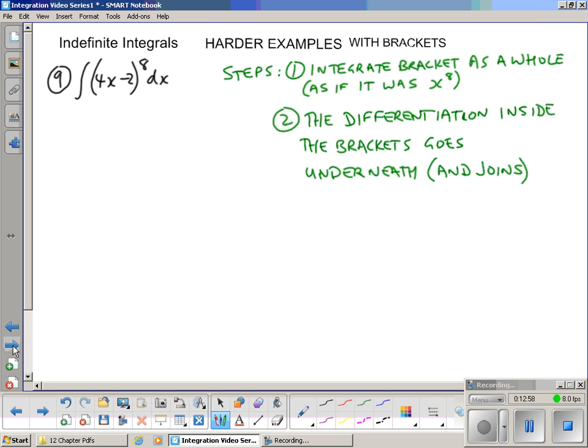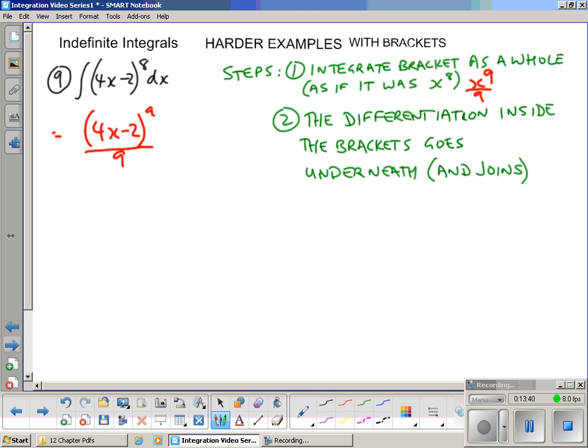So what we're going to do is a bit of a chain rule thing. It's called the function of a function rule here. And we did a similar thing with differentiation, but not exactly the same. So let's have a think about it. Our step 1 is to integrate the bracket as a whole, as if it was just x to the 8. Now if this was x to the power of 8, we would add 1 to the power and make it x to the 9 over 9. So we'll do that with the bracket here. So we'll have the bracket 4x minus 2 to the 9 over 9.